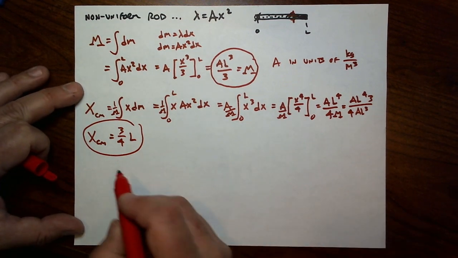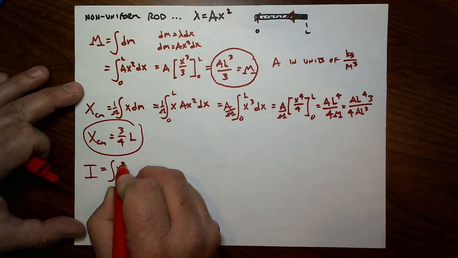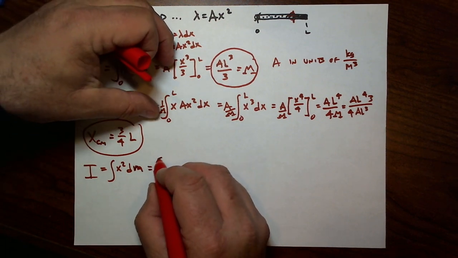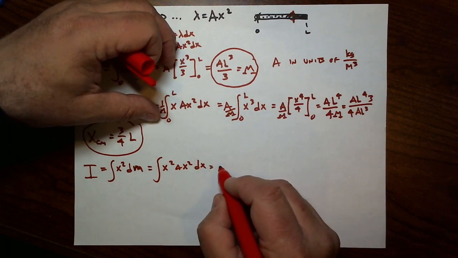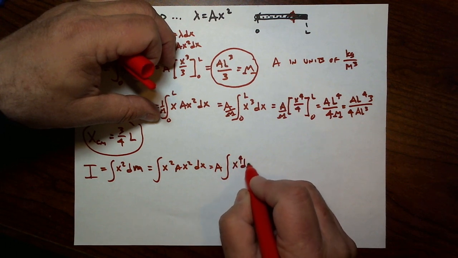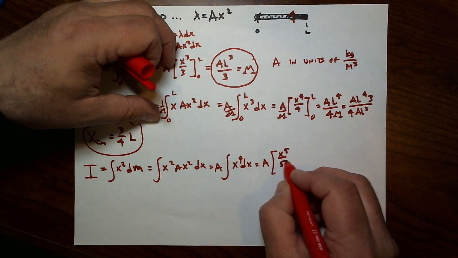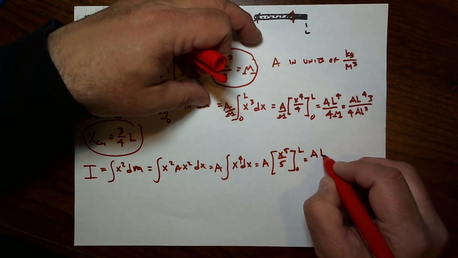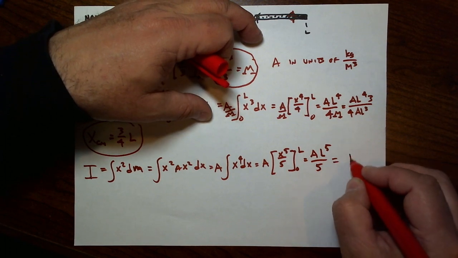Awesome. All right, let's do our moment of inertia, which doesn't have the 1 over m. Integral of x squared dm, and that gets the substitution: integral x squared a x squared dx. And that's going to be a comes out front, integral x to the 4th dx. A times x to the 5th over 5, evaluated between 0 and L. I think we all know where this is going. A L to the 5th over 5 is our moment of inertia.